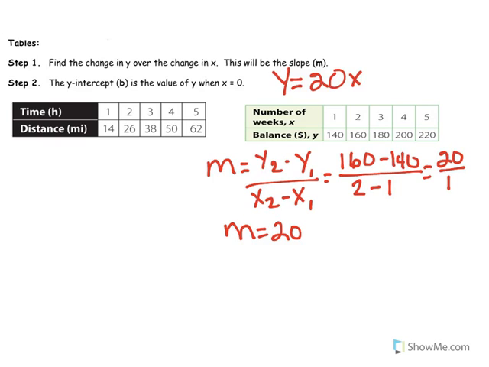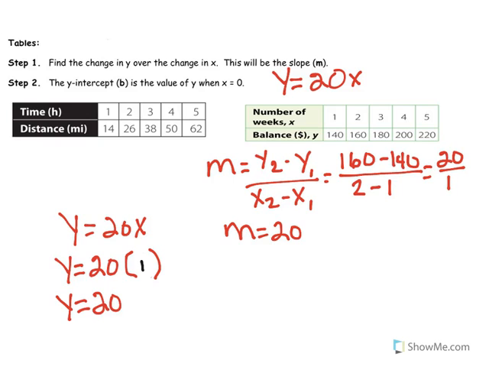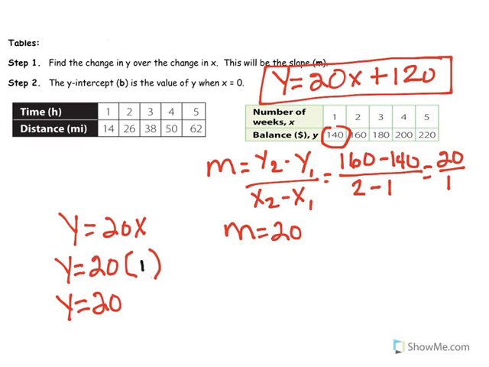Now, if I just work this out, just what I have so far, y equals 20 times x, and I replace x with the number 1, that is not what I get. I get 20. I don't get 140. Now I ask myself, well, how do I get from 20 to 140? Well, I need to add 120. That is my equation for that table.